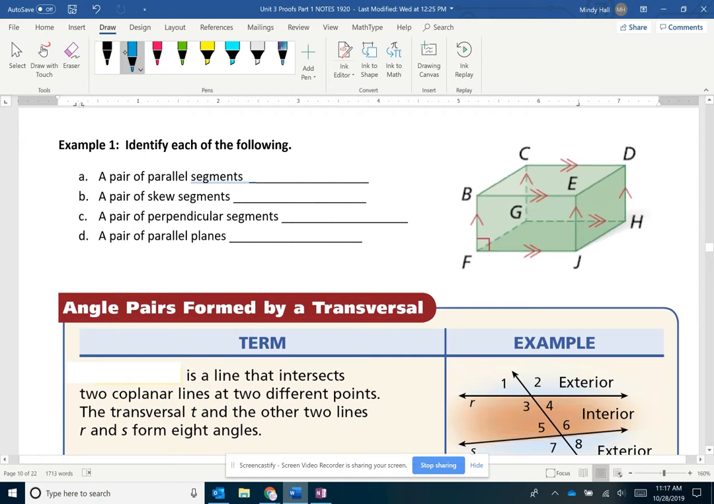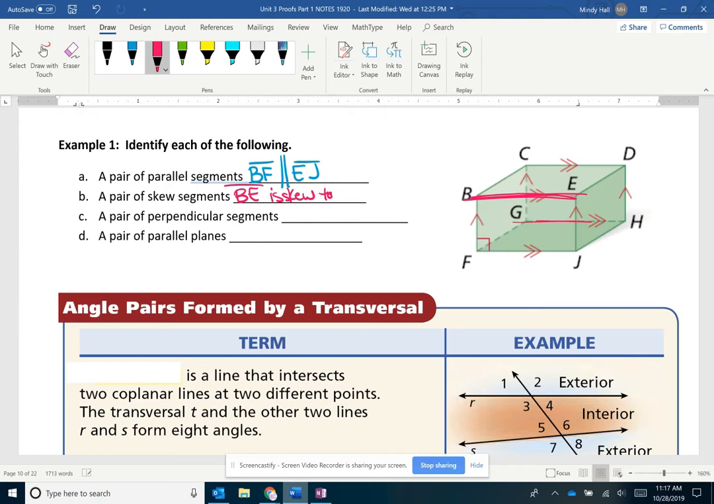If we want a pair of parallel segments, I would have BF is parallel to, we look for another one with this little arrow, one would be over here, EJ. You could also have CG and DH, or CD and BE. You have a lot of options here. If we were talking about a pair of skew segments, I could have something like BE is skew to GH.